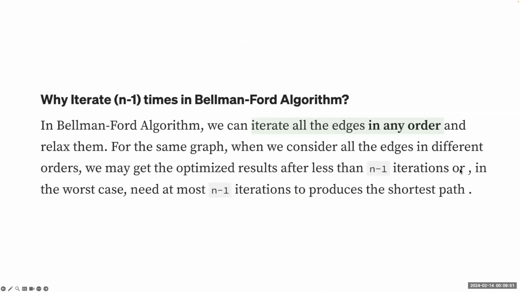So why iterate n minus 1 times? Because this algorithm would iterate over all of the edges in any order, and we have to visit and relax them at every iteration. So we may get the optimized result after fewer than n minus 1 iterations, but at most n minus 1 times.